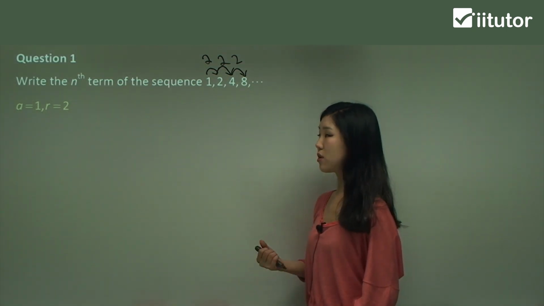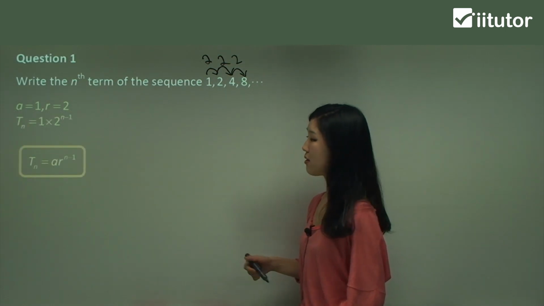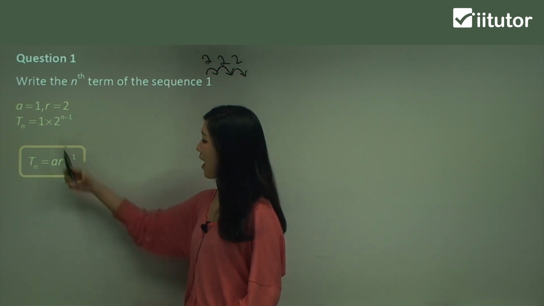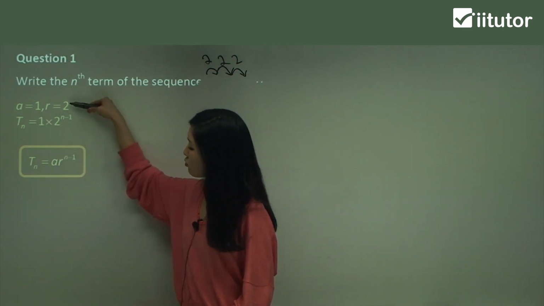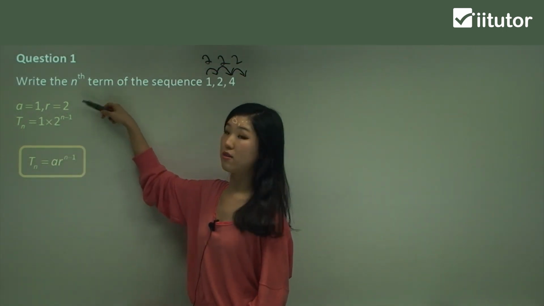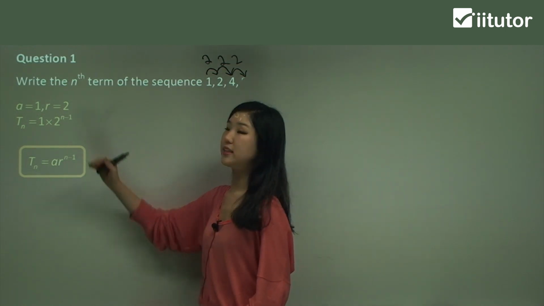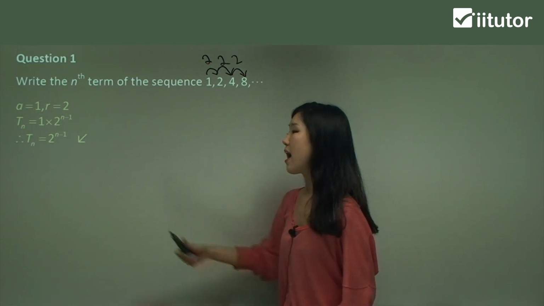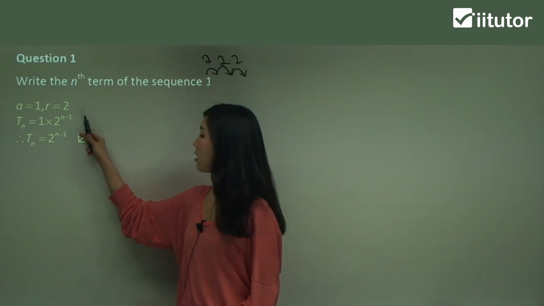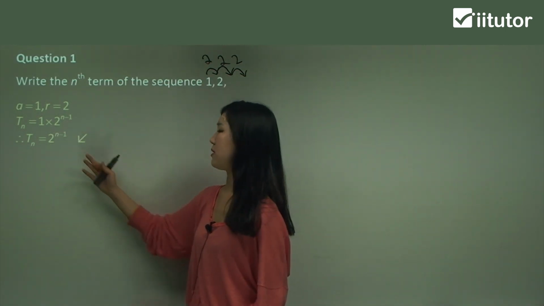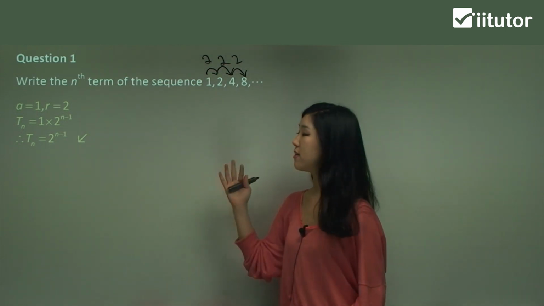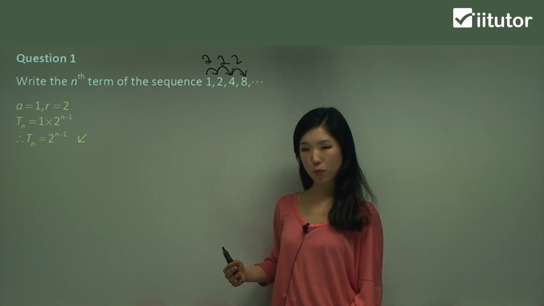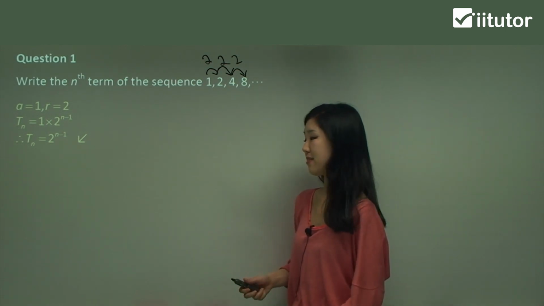So we know what a is, we know what r is, we can just put it into our a r^(n-1) formula. A is 1 times r is 2 to the power of n-1. Because it says find the nth term, we're going to put it in terms of n. And 1 times 2 to the power of n-1 is going to be 2 to the power of n-1. So I'm just going to write Tn = 2^(n-1). That's the answer to question 1.